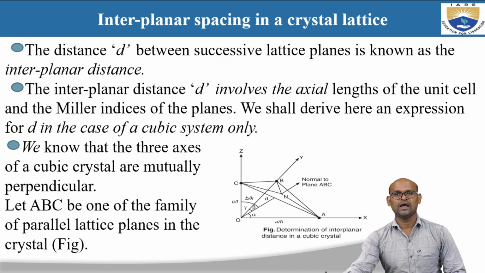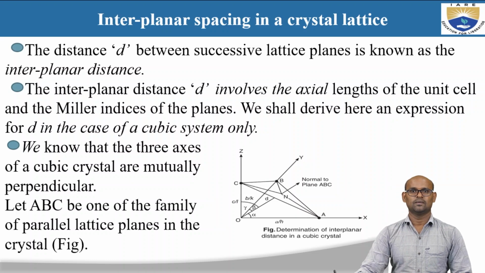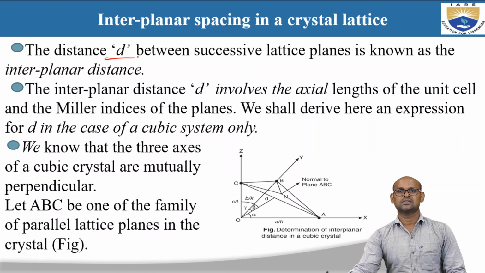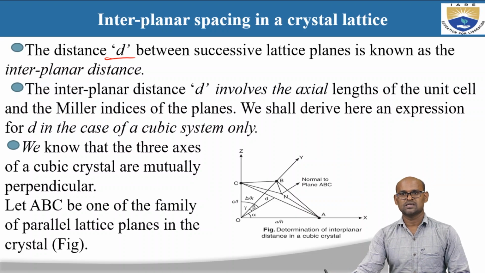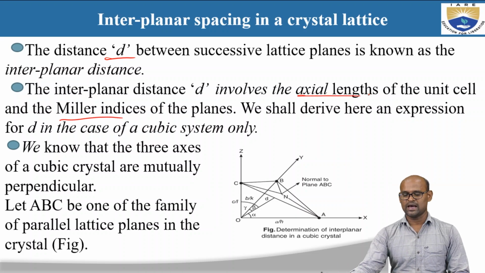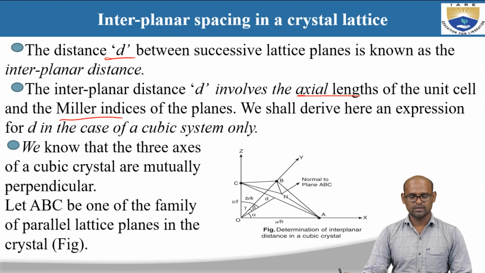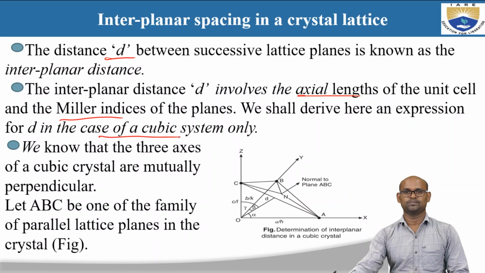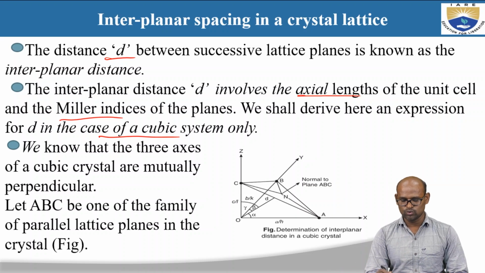To derive the equation for this interplanar spacing, we denote it by d, that is, the distance between successive lattice planes is called the interplanar distance. To derive this, we need the axial lengths as well as the Miller indices. We are going to derive this interplanar spacing for the cubic system. Okay, so to derive this interplanar distance, we are taking two parallel planes.